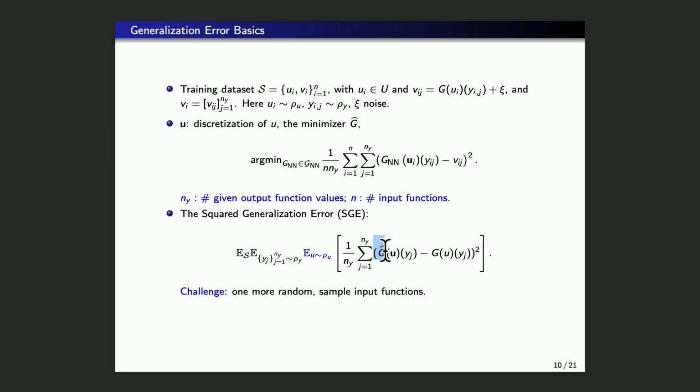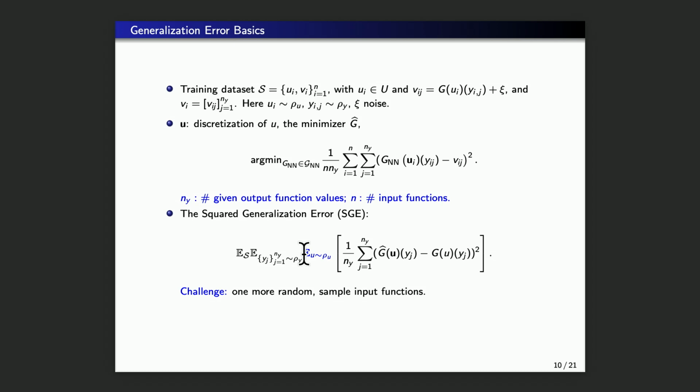So G hat, we assume, is the optimizer of the training data set. And the other two expectations are for the testing samples. This is different from the previous literature on function generalization error analysis. Particularly, you can see we have one more level of randomness.